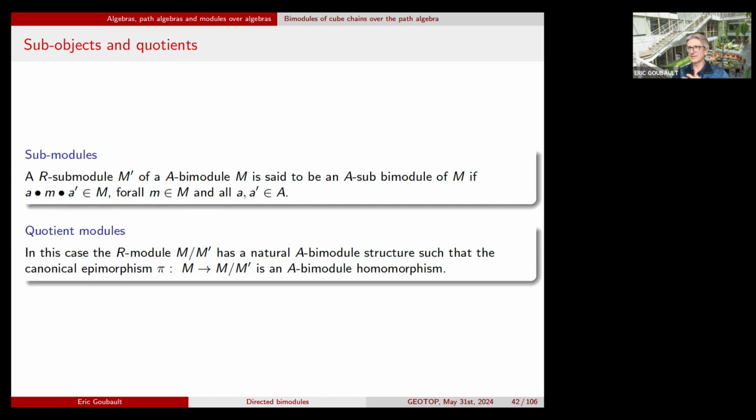It's pretty obvious, right? It's not only a submodule, but it's also stable by the action of the algebra on both sides. And quotient modules of an algebra, it's just the ordinary quotient module definition of the underlying ring module structure, but which has as a bimodule structure the one which makes the projection map, the canonical epimorphism pi here, an A bimodule homomorphism. So it's, as usual, basic algebra, right? But quotient modules and submodules exist, and they are defined that way.